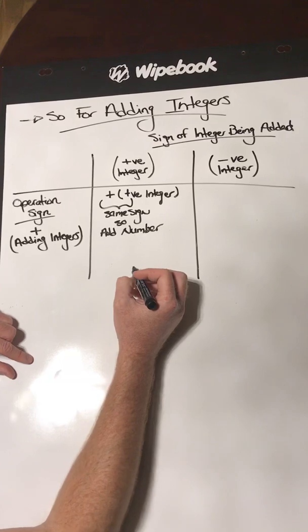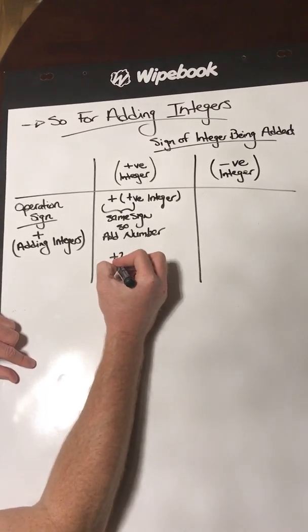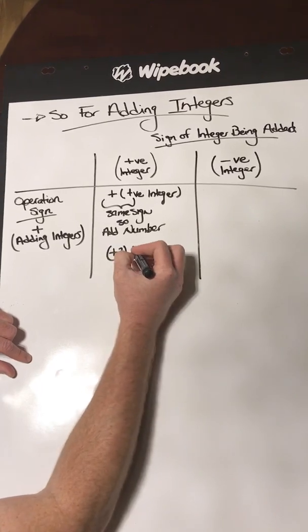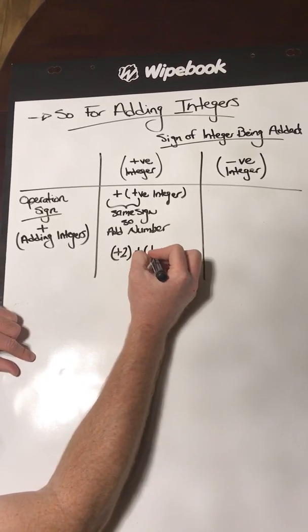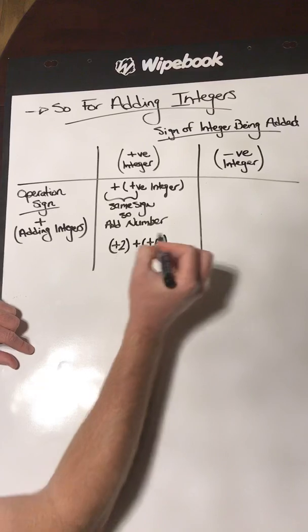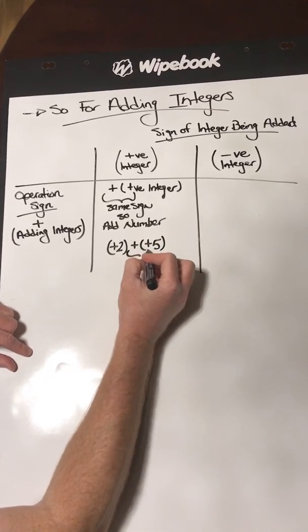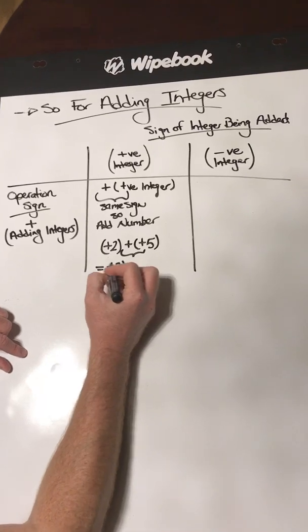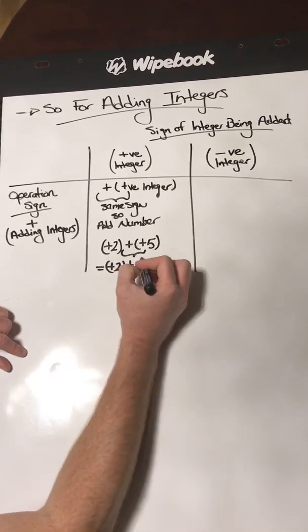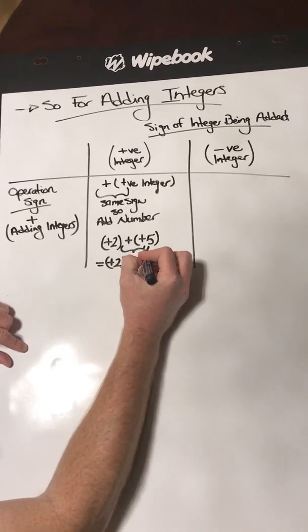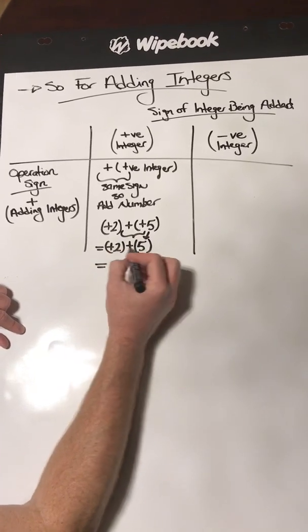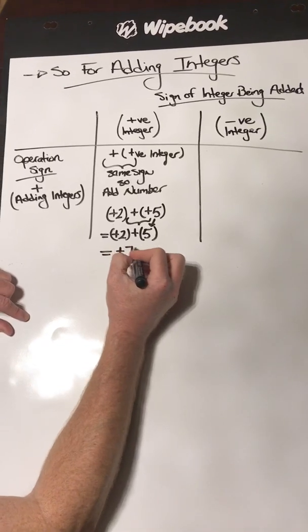An example of that is if we had positive 2 plus positive 5. We look at this and we say, oh, two positives here, so I'm just going to rewrite this as positive 2 plus, and I bring in just the number here, 5. So positive 2 plus 5 is positive 7.